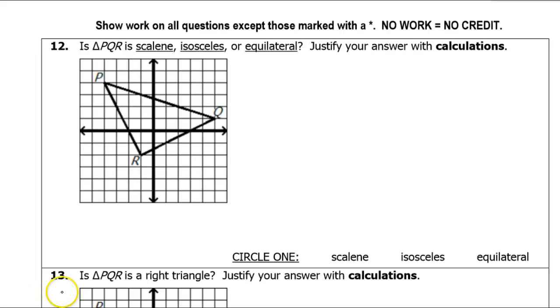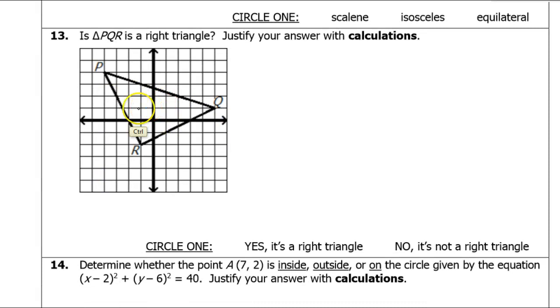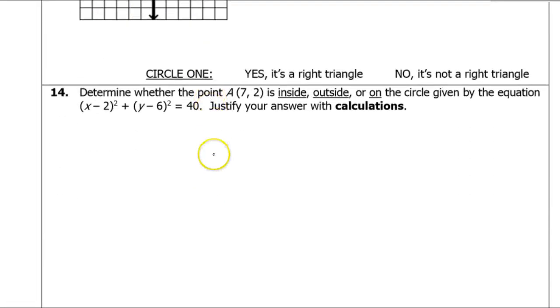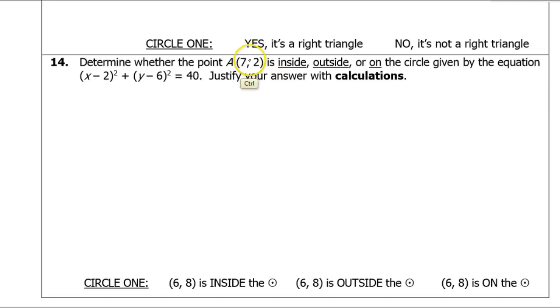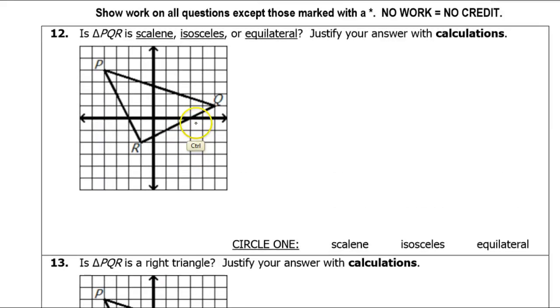In this video, I'm going to teach you three things. First, I'm going to teach you how to classify a graphed triangle as scalene, isosceles, or equilateral. Then I'm going to teach you how to prove whether or not a graphed triangle is a right triangle. And finally, I'm going to teach you how to determine whether a point is inside, outside, or on a circle when you're given the equation. All three of these things are pretty easy.